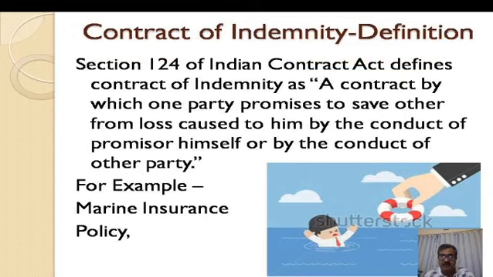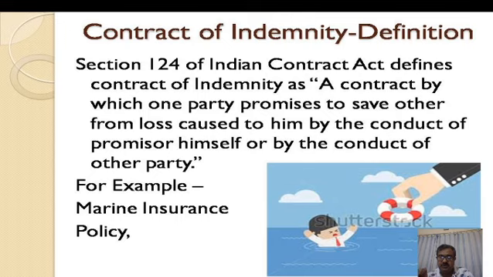Let us discuss the definition. As per Section 124 of the Indian Contract Act, contract of indemnity means what? A contract by which one party promises to save another from loss caused to him by the conduct of the promisor himself or by the conduct of any other person.